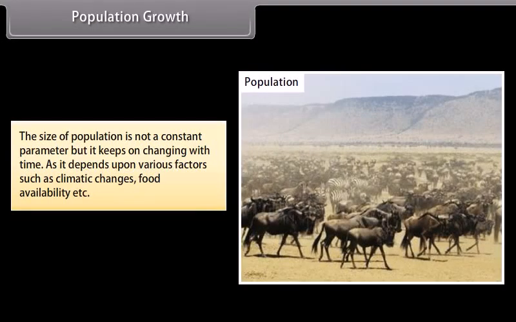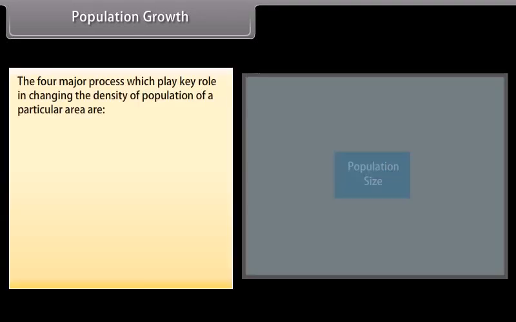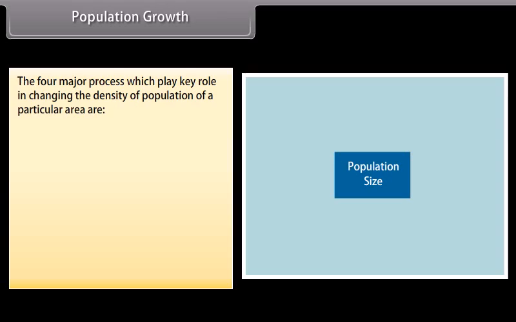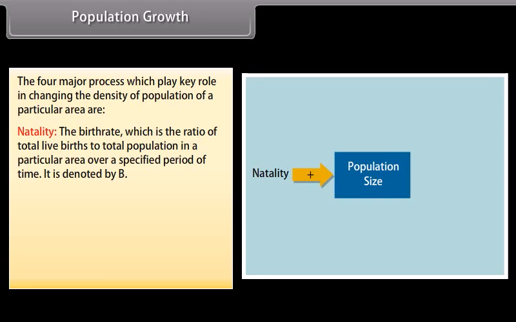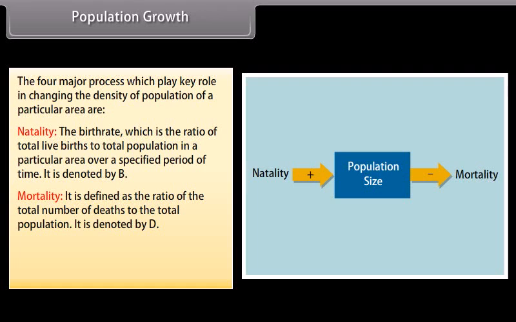Population growth. The size of a population is not a constant parameter, but it keeps on changing with time, as it depends upon various factors such as climatic changes, food availability, etc. The four major processes which play a key role in changing the density of population of a particular area are natality, the birth rate, which is the ratio of total live births to total population in a particular area over a specified period of time. It is denoted by B. Mortality. It is defined as the ratio of the total number of deaths to the total population. It is denoted by D.